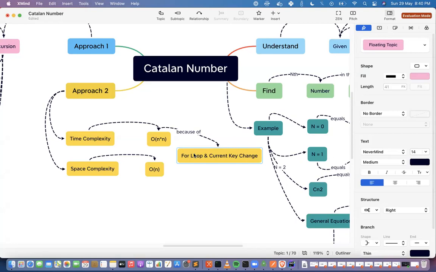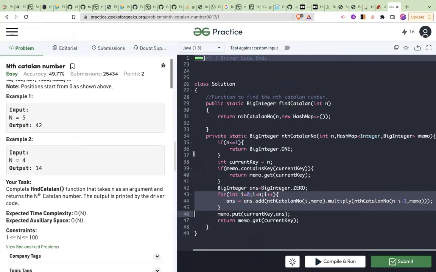And the space complexity: in the worst case, our map will be filled with n values, right? The hash map will be filled with n values. So this determines that the hash map will store n values, and the space complexity will be O of n. Cool. Have you understood this question?